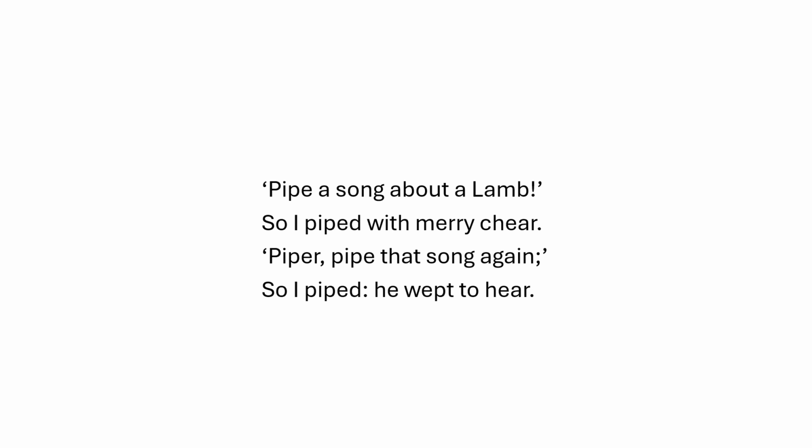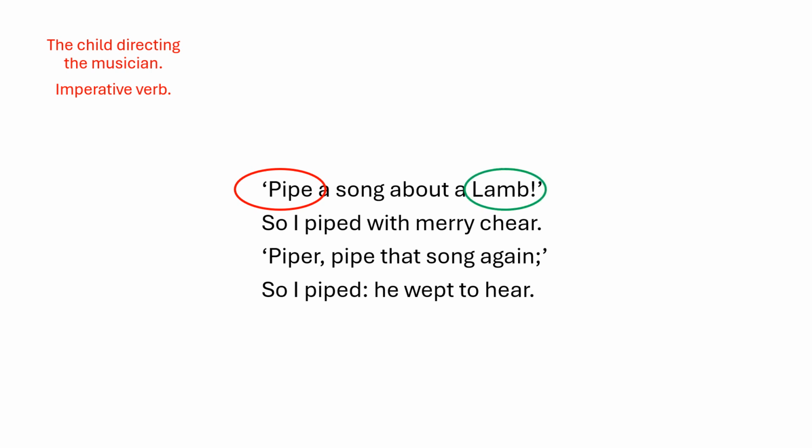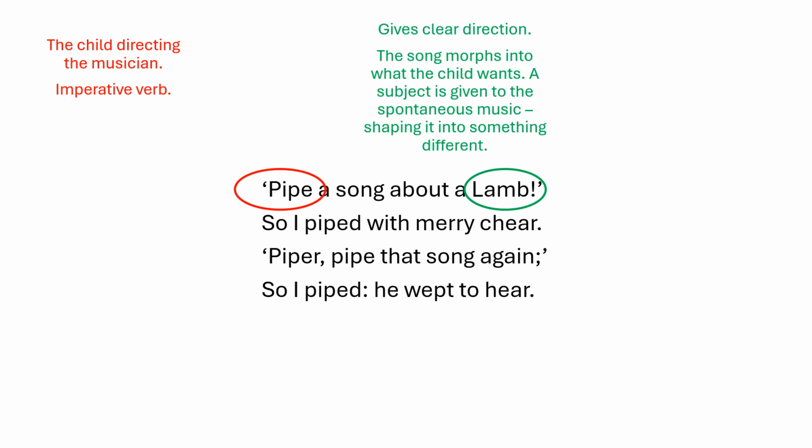Second stanza begins with the words of the child. "Pipe a song about a lamb." And you can see that exclamatory sentence begins with the word pipe. The child very much directs the musician. The imperative verb there shows that this child believes that he can improve the piper's work by giving it a sense of direction, by giving it a subject. And so he makes it about a lamb. He says, I'd like to hear a song about a lamb, so sing me a song of a lamb. That's a very clear direction. And the piper is willing to take that direction and to change his music into something perhaps with a bit more meaning. So that song, that spontaneous outburst of emotion at the beginning of the poem, begins to morph into what the child wants. So a subject is given to that spontaneous music, and it shapes it into something slightly different.